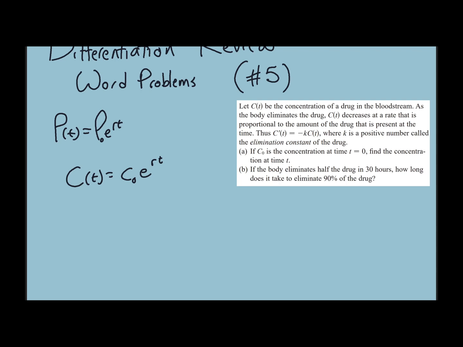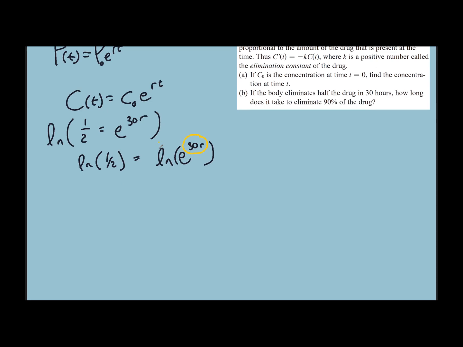Now we get an actual problem. They say if the body eliminates half the drug in 30 hours, how long does it take to eliminate 90% of the drug? So we'll write 1/2 equals 1 for our starting amount, 100%, versus 1/2, times e to the 30r. And then we'll take the natural log of both sides like this. And we get ln of 1/2 equals ln of e to the 30r. Now that allows us to take the exponent out, and that's why we do it.